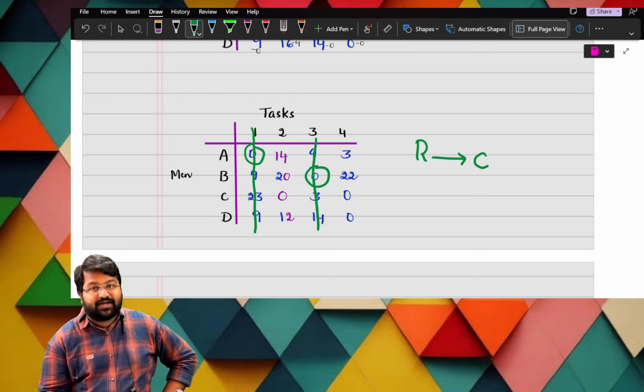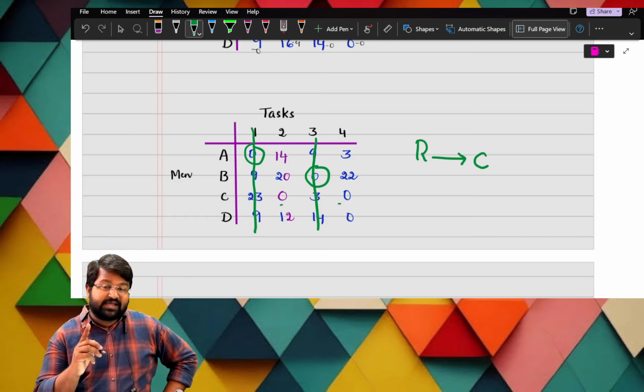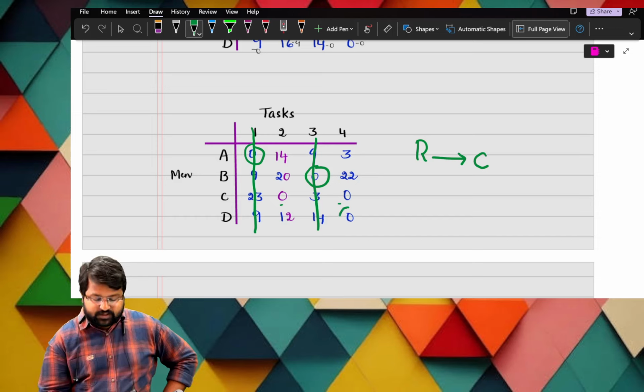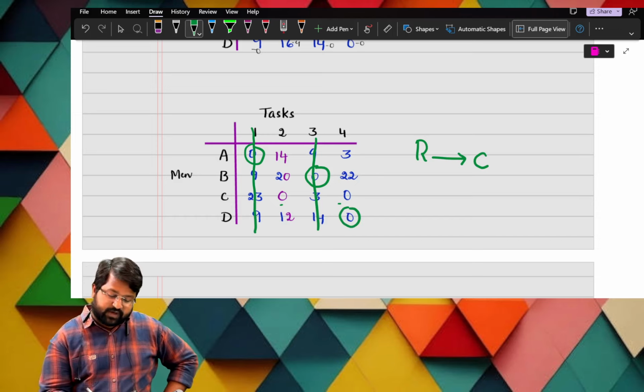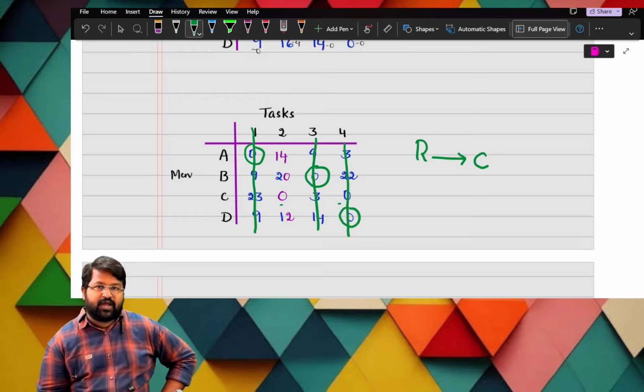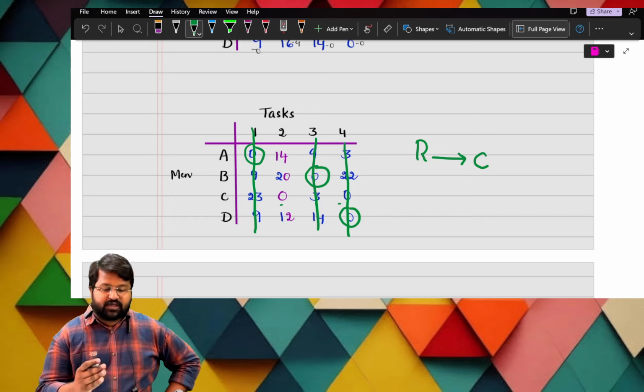Next, row 3. Is there any single zero? No, there are two zeros. This zero is there and this zero is there. But what I want is only a single zero. So now I will go to row D. Is there a zero? Yes, there is a single zero. So I cancel the respective column. We are done with checking the rows.